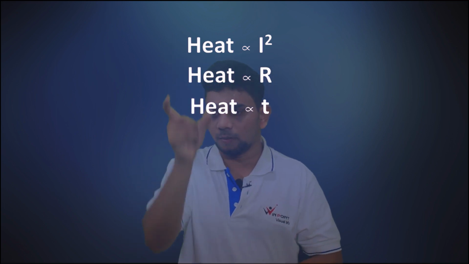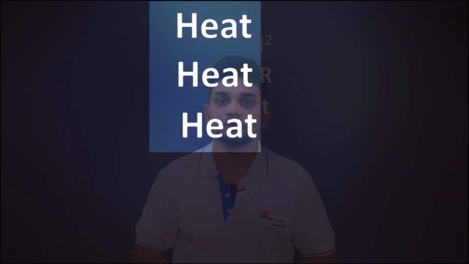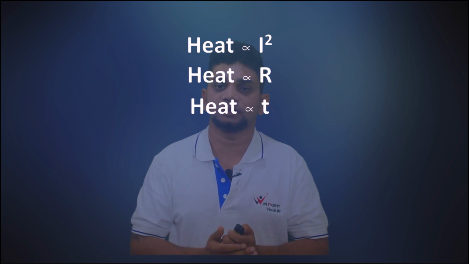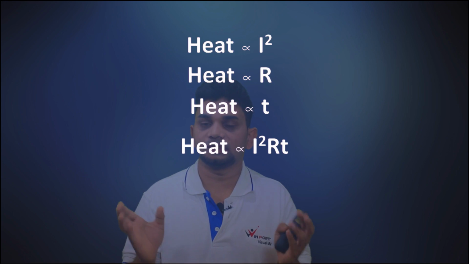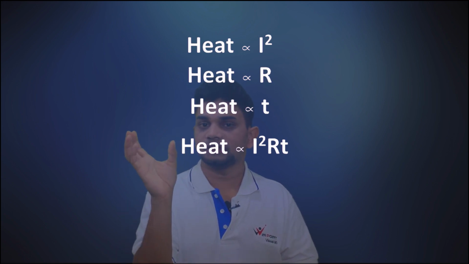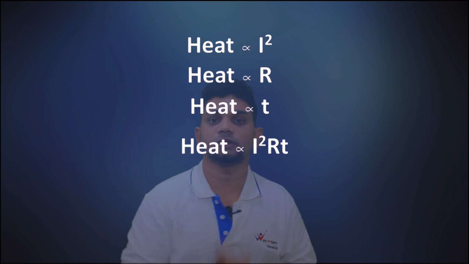Here the heat is common everywhere. In three relations there is heat. So we can take that heat as a common factor and we can write H proportional to I square RT. It is a mathematical expression of Joule's law: H proportional to I square RT.